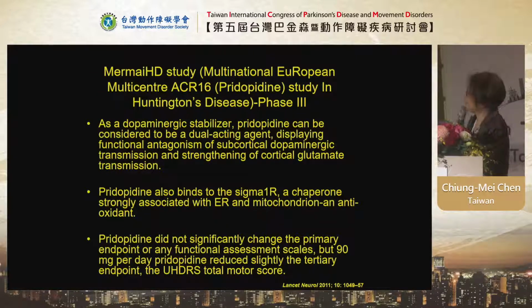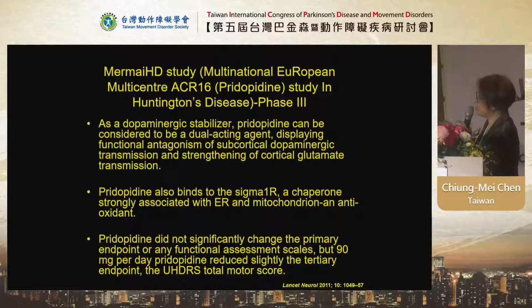And this study is using pridopidine. Pridopidine is a dopaminergic stabilizer that can be considered a dual-acting agent. They also display dopaminergic transmission antagonism, but also strengthen corticoglutamate transmission. It also binds to sigma-1R, that is a chaperone strongly associated with ER and mitochondria.